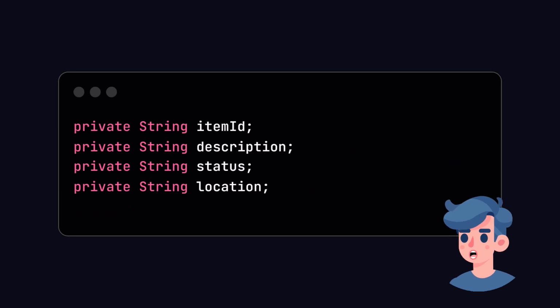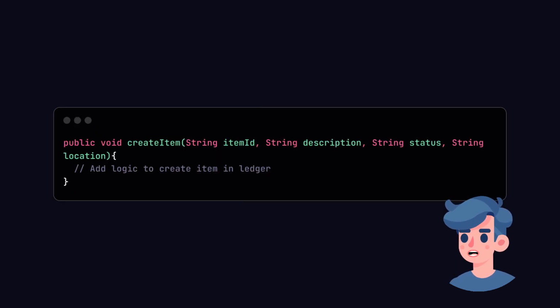Next, we will define the attributes that our goods will have. This will include the item ID, description, status, and location. Now, let's write a method to create a new item in our supply chain. This method will take the item details as parameters and store them in the ledger.